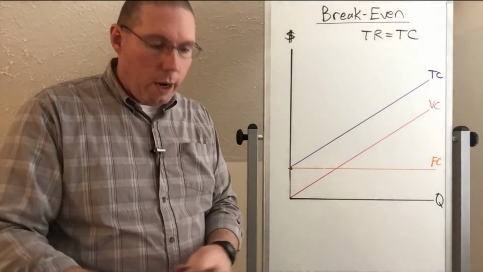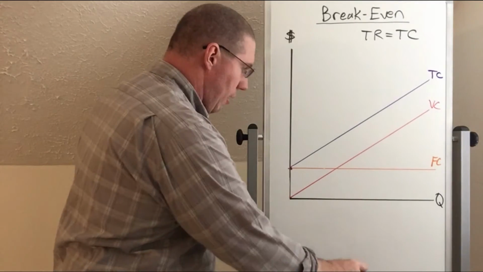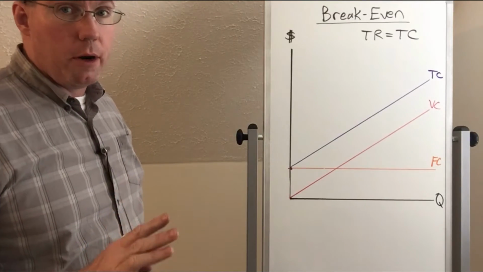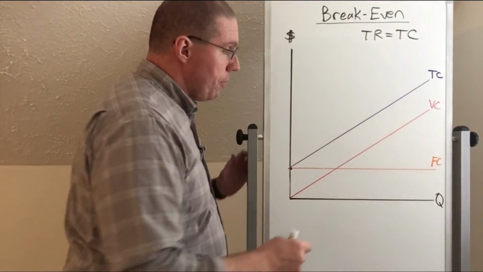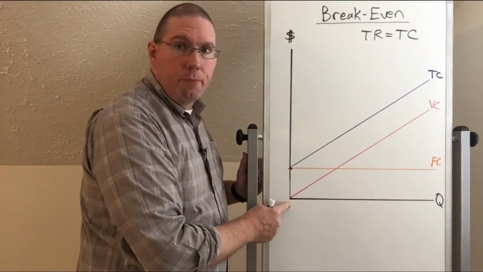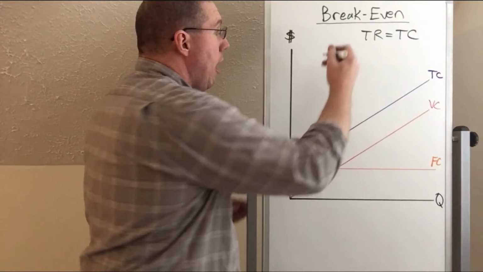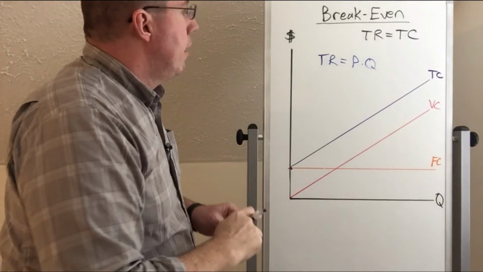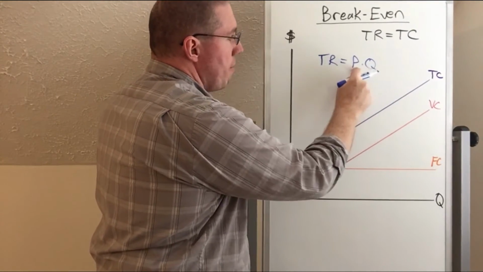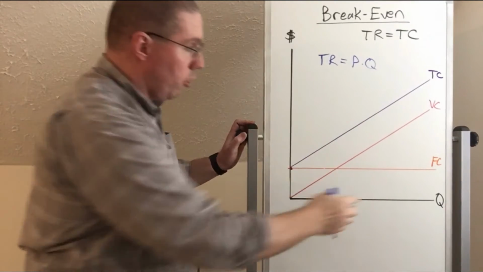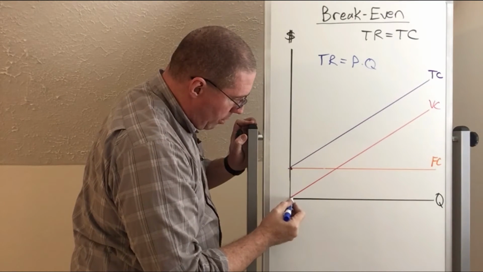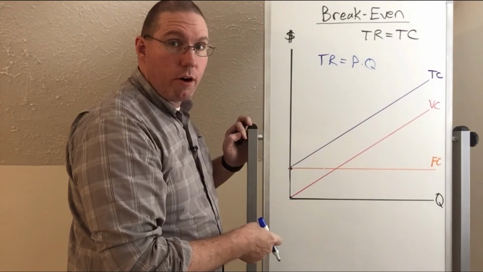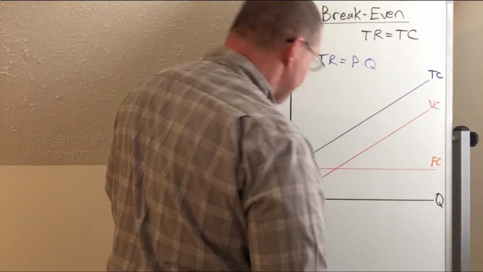And now we only have one graph left to draw, and we'll do that in blue, and that is the total revenue curve. Now here's what I want to remind you about the total revenue curve. First of all, if quantity is 0, what will total revenue be? Well, total revenue is equal to price times quantity, right? If quantity is 0, 0 times price is 0, so total revenue will be 0. So at a quantity of 0, total revenue is also 0. That means that total revenue is going to start out at the exact same place that variable cost started out.